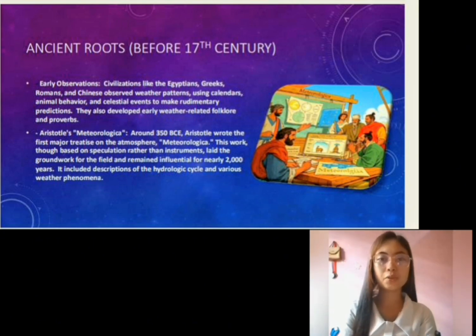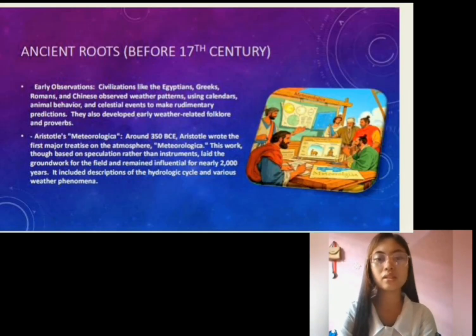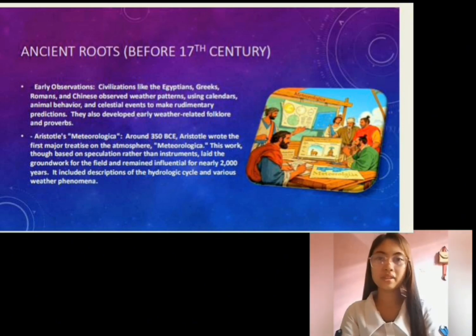Medieval period. In Europe, weather forecasting often relied on religious interpretations and folklore. Farmers and sailors developed their own weather wisdom based on experience, passed down through generations. However, systematic scientific progress was slow during this period. In other parts of the world, like China, more sophisticated astronomical observations continued to inform weather predictions.